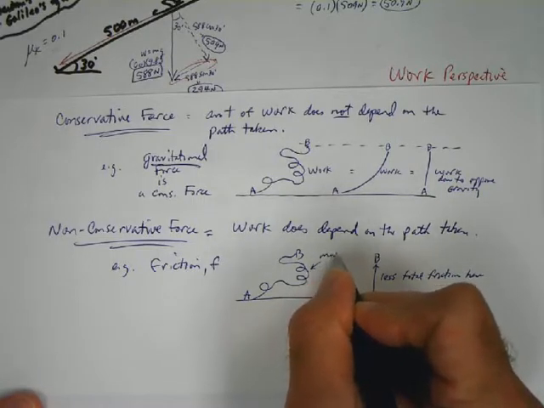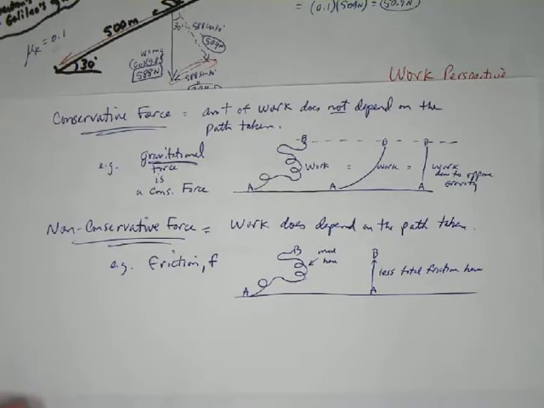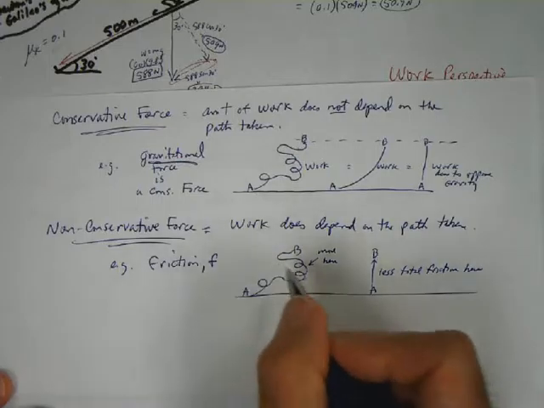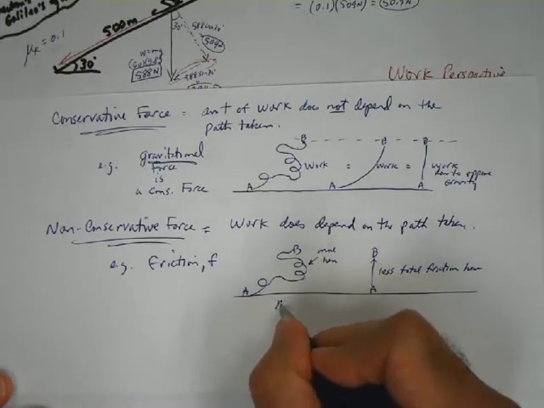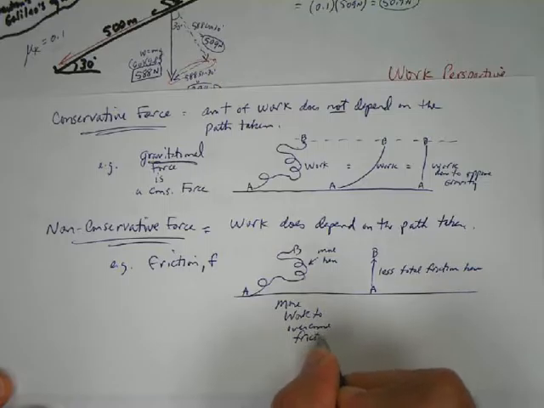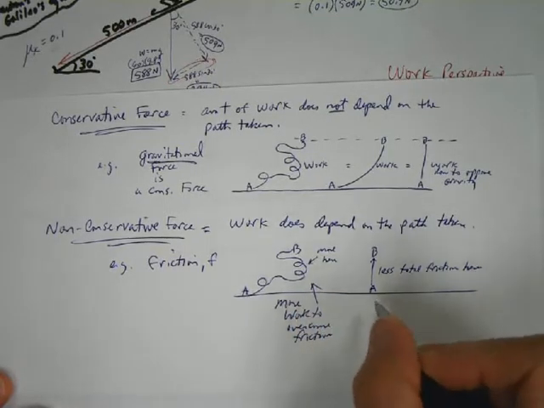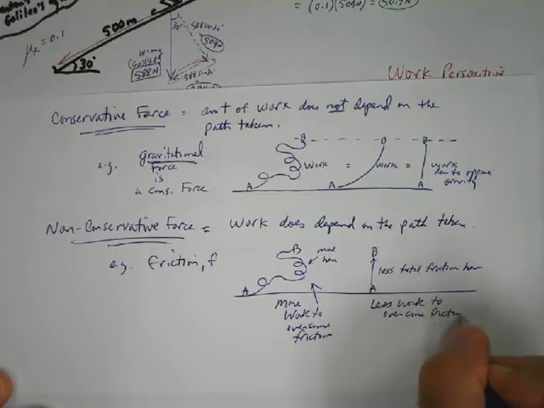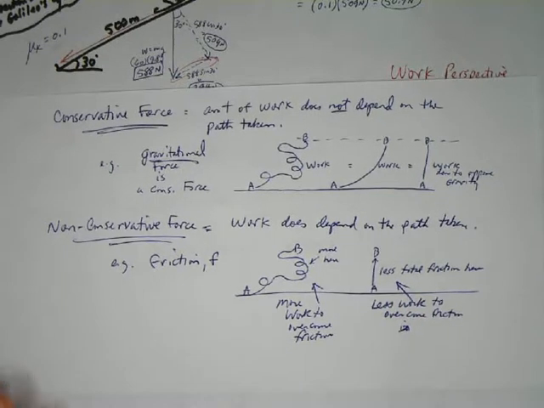That means that we're going to have more work to overcome friction in this case, and less work to overcome friction in this case here, because there's less path length. So if the work does depend on the path taken, that means that force is a non-conservative force.